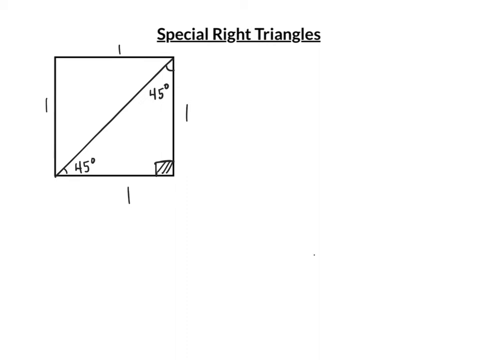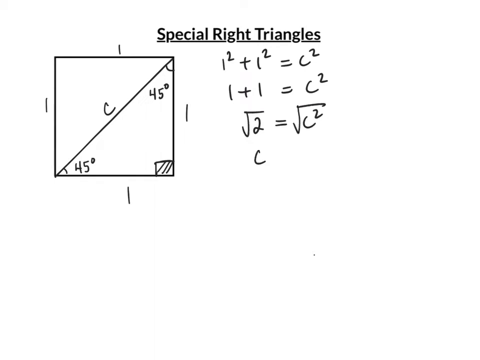What we need to do is find the hypotenuse. Let's call this C. We know that a squared plus b squared equals c squared. 1 squared plus 1 squared equals c squared. That's 1 plus 1 equals c squared, or 2 equals c squared. Taking the square root of both sides, flip it around, we see that c is the square root of 2. The sides you need to remember then are 1, 1, and the square root of 2, or radical 2.